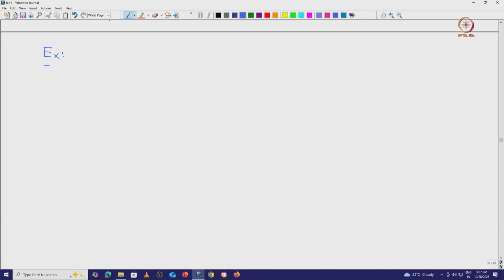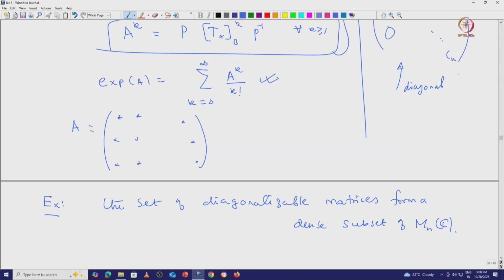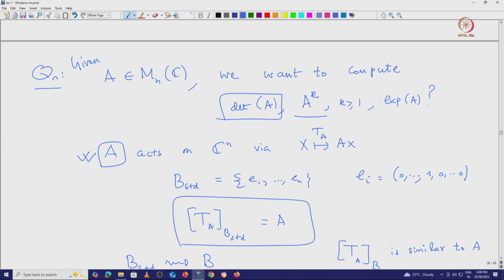I will leave it as an exercise: the set of diagonalizable matrices forms a dense subset of M_n of C. That means even if you are not starting with a diagonalizable matrix, we may be able to approximate this matrix by some sequence of diagonalizable matrices.